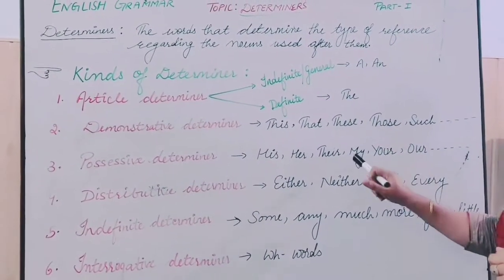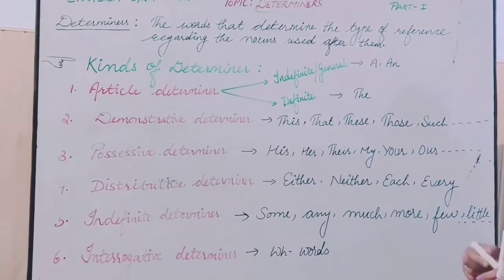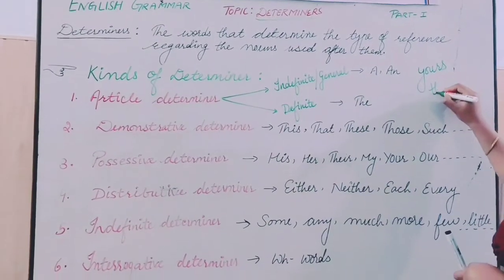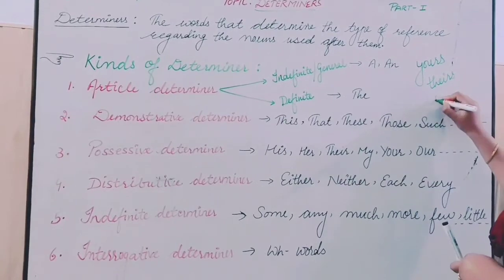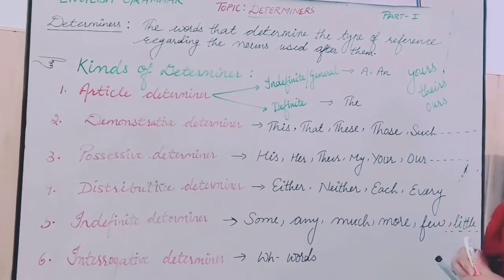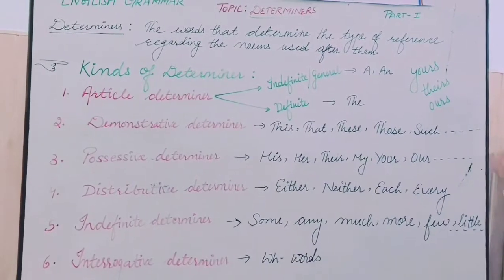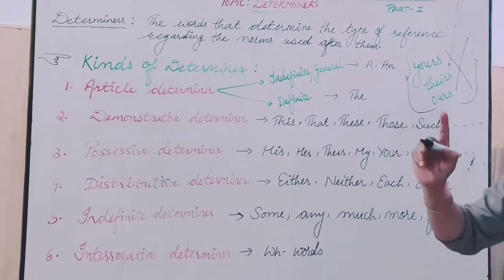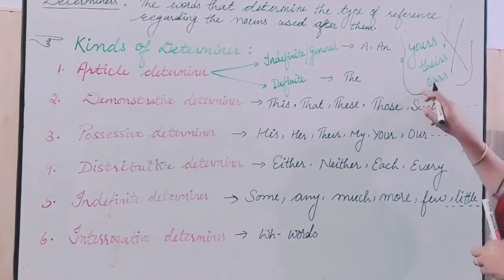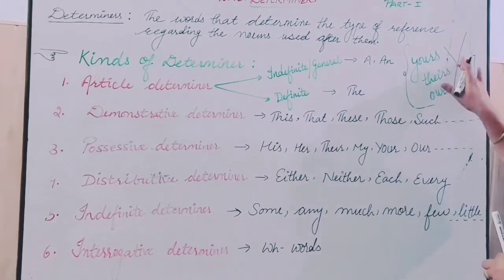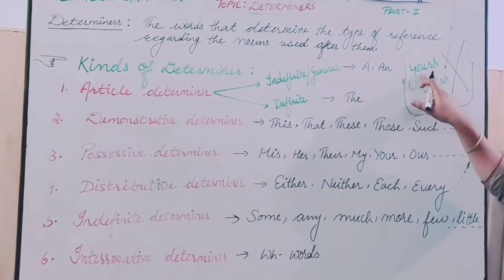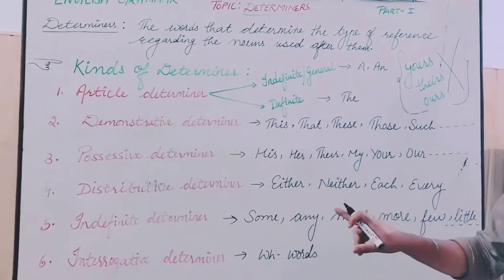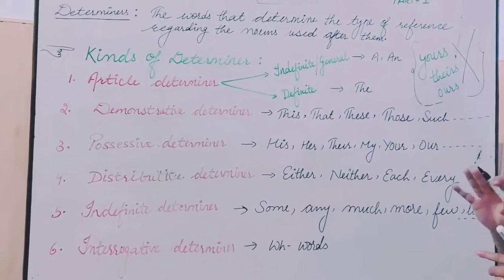One thing I want to tell you here, in case of possessive determiners, if you are getting the words y-o-u-r-s or t-h-e-i-r-s or o-u-r-s, so these words which are having s, those are not determiners, not adjectives, right? Because these words are pronouns. Clear? So this you have to keep in mind, the words which have s in the end, like yours, theirs, ours, those are possessive pronouns. Those are not possessive adjectives or determiners.